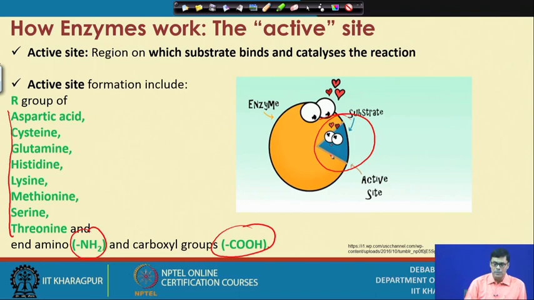Then the substrate sits here. Here I want to highlight only one thing: a protein with an active site we call an enzyme, and a protein which does not have an active site we cannot call an enzyme, because an enzyme should react with the substrate and give the product.